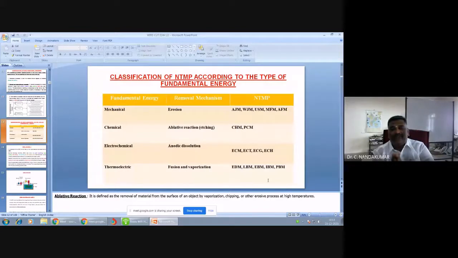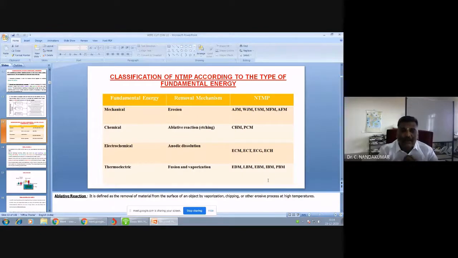In this slide I clearly explained the fundamental energy and how the material is removed. The mechanism behind mechanical energy is called erosion; the material is eroded. Chemical, the ablative reaction, is called an etching process. What does ablative mean? It is defined as the removal of material from the surface of an object by vaporization, chipping, or other erosive processes at high temperature. That is called an ablative reaction.